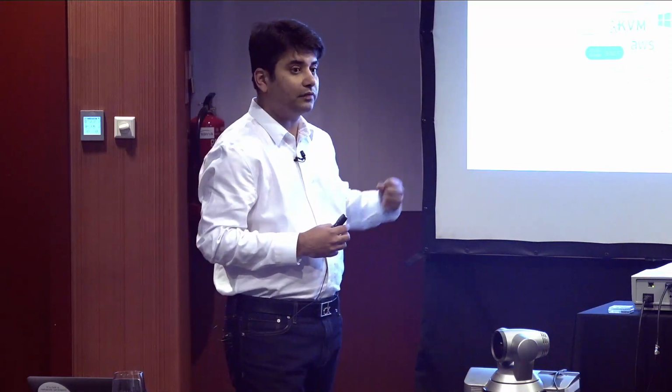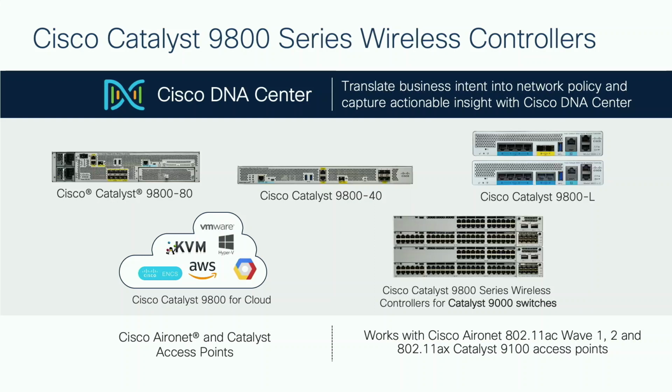Catalyst 9800, if you notice, we have appliances 9880, 9840, and 9800L. It can go all the way from 250 APs to 6,000 APs, 64,000 wireless clients. And this is the first time we have decoupled the hardware from the software. That means you can run exactly the same software which you're running on an appliance, also on a private or a public cloud. You can run on ESXi, KVM, Cisco ENCS on a private cloud, and AWS and GCP in the public cloud. You can go to the AWS marketplace, find 9800, instantiate an instance, and manage all your access points on your branches. Same features, same scale, supported on an appliance.